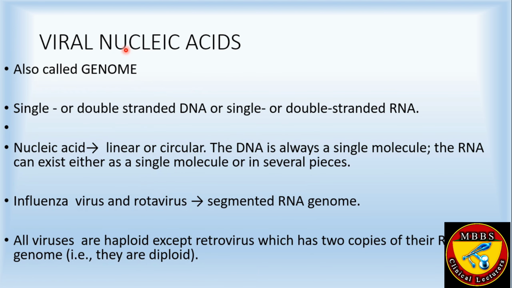Now viral nucleic acids are also known as genomes. They can be single or double stranded DNA, or single or double-stranded RNA. The nucleic acid can be linear or circular. The DNA is always a single molecule, whereas the RNA can exist as a single molecule or in several pieces. So the influenza virus and rotavirus are composed of a segmented RNA genome. All viruses are haploid except the retrovirus, which has 2 copies of the RNA genome, so it is known as diploid. Otherwise, all viruses are haploid.